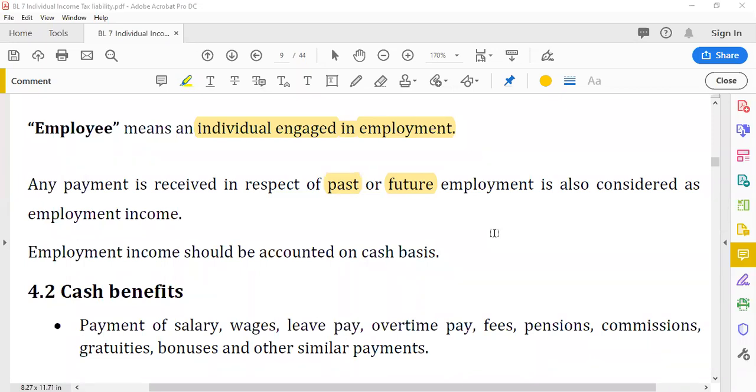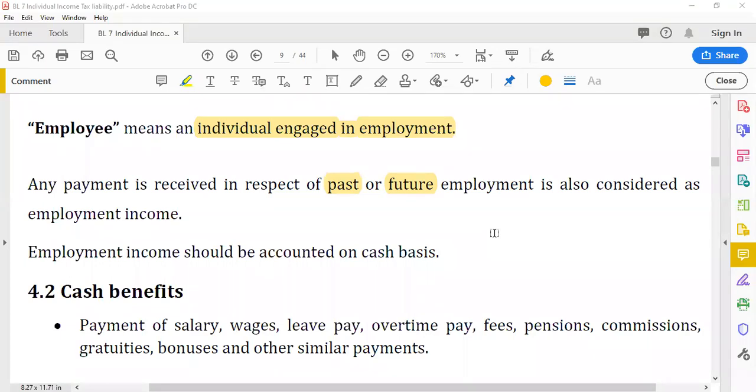Gratuity is due, coming from past employment, not from future employment. Any others? A festival advance.